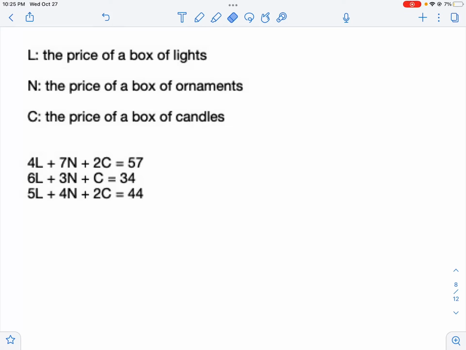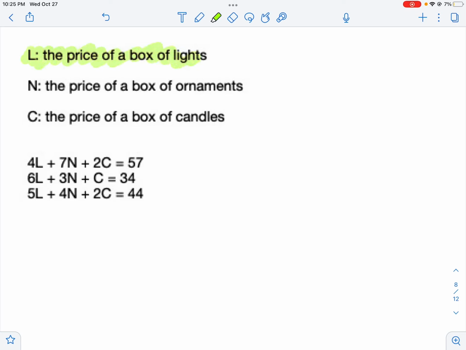Okay, welcome to this video lesson. Make sure that you guys are taking notes and following each step. All right. So this is a word problem video lesson. As you can see, here are our variables defined here.